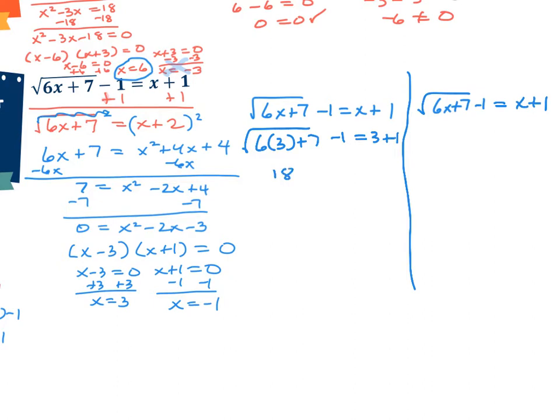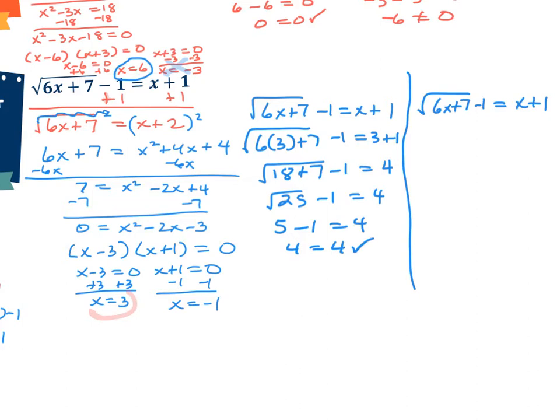Going to multiply. Over here I can add the 3 plus 1. 18 plus 7 is 25. Square root of 25 is 5. 5 minus 1 is 4. So 4 equals 4. X equals 3 is a good answer.